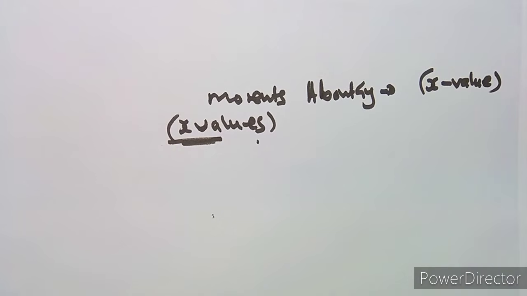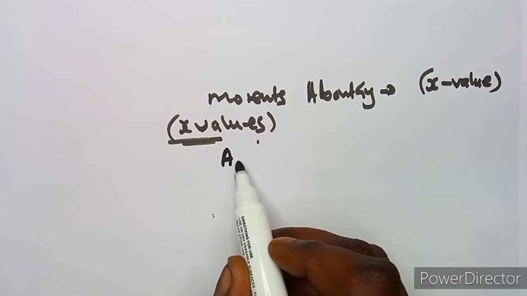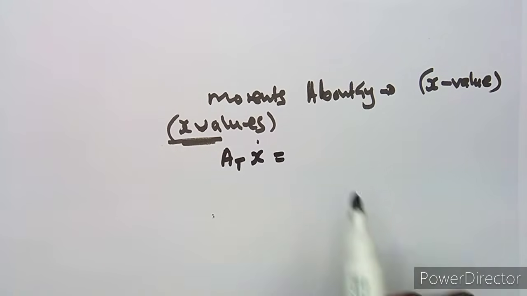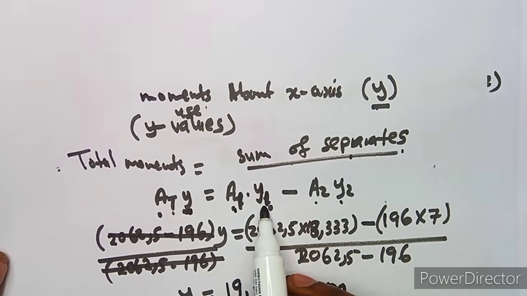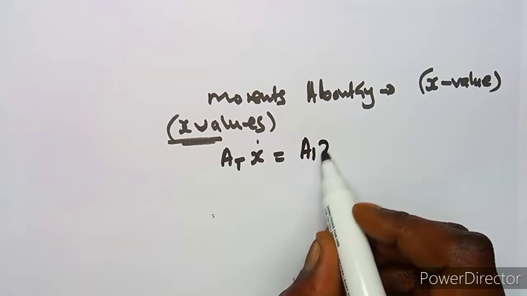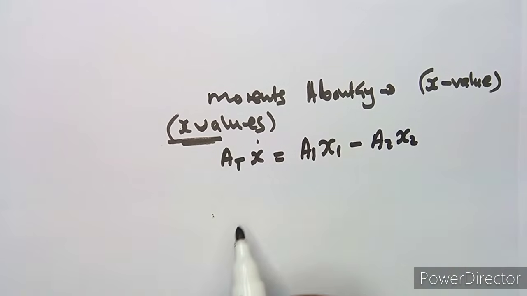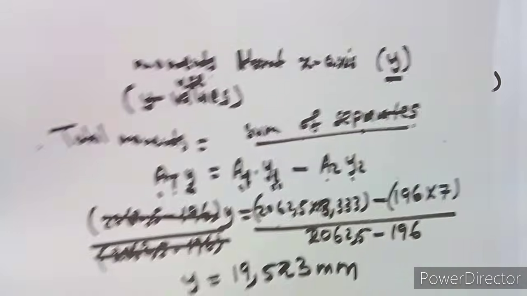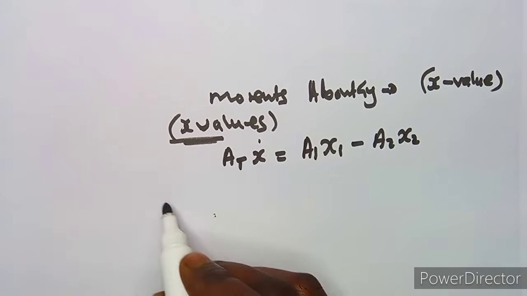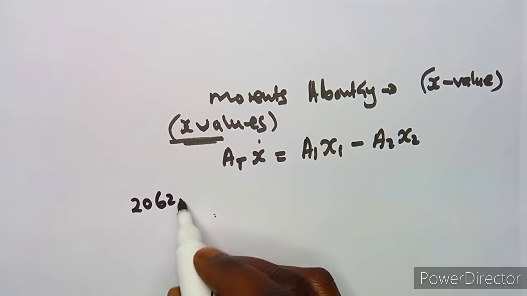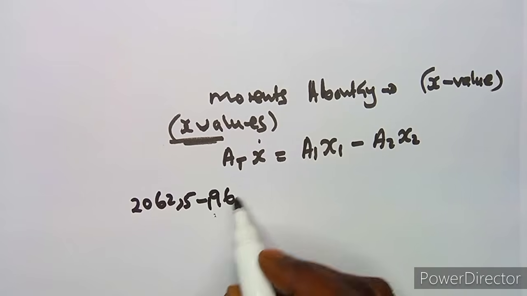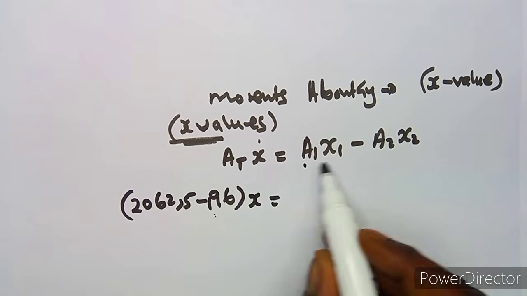Okay, so I'm going to take the total area times x, which is equivalent to the sum of the separate parts, area 1 times x1 this time, area 1 x1 minus area 2 x2. So remember our total area, guys, we said that you simply subtract the two, so it's just going to be the same as the one that we just did here, which was 20,62,5 minus 196. X is equal to A1 times x1.